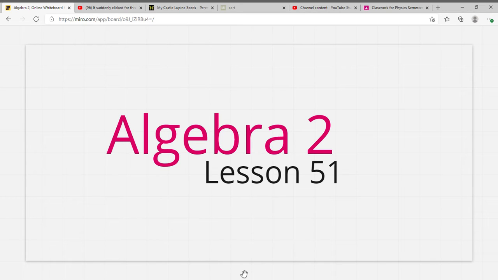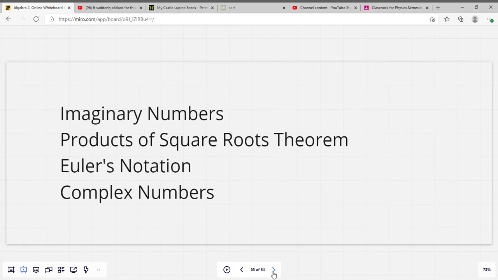This is Algebra 2, Lesson 51, and in this lesson we're going to be covering imaginary numbers, the products of square root theorem, Euler's notation, and complex numbers.